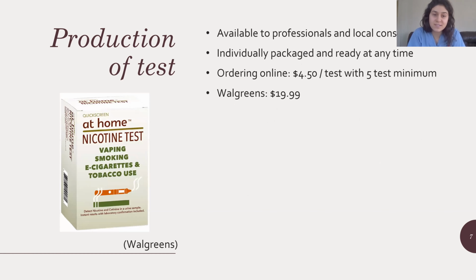So for production of these tests, they are available to professionals or to the local consumer. Like I said, you can stop by your local drugstore, like Walgreens, and there they cost about $20. Or you can order them online. They come individually packaged and ready for any time. I saw online they're about $4.50 each, but they do require you to buy a minimum of 5 tests, so that kind of balances out depending on what you're looking for.